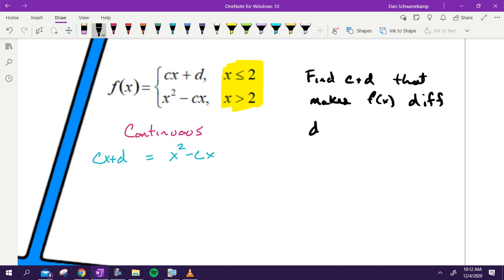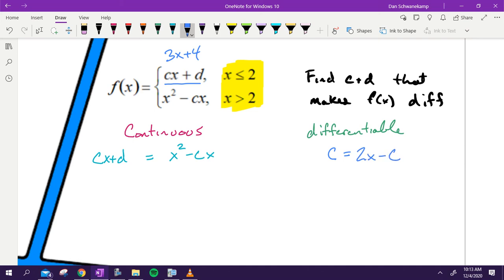To make sure that they are differentiable, what would I need to do? You need to take the two derivatives and make sure they're equal, and set them equal to each other. So the two derivatives. What is the derivative of cx plus d if c and d are constants? It's just c, because that's like 3x plus 4. What would the derivative of 3x plus 4 be? It'd be 3. What's the derivative of cx plus d? Oh, it's c. So c is going to be equal to the derivative of this bottom part. What would the derivative of that bottom part be?